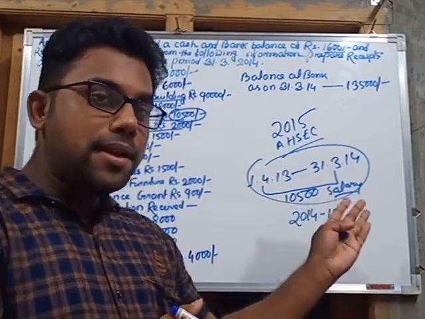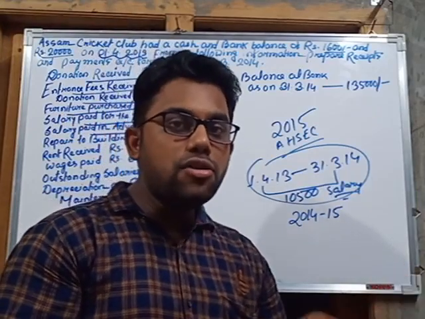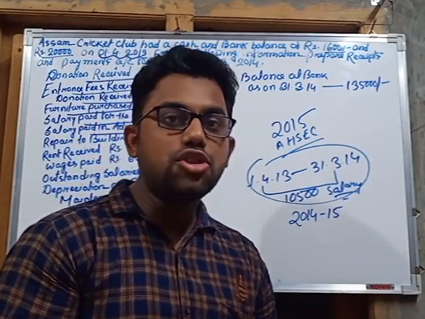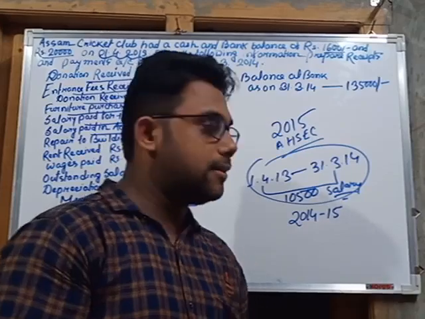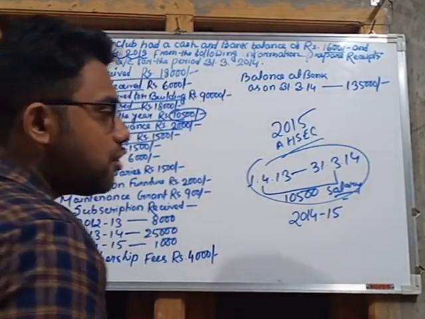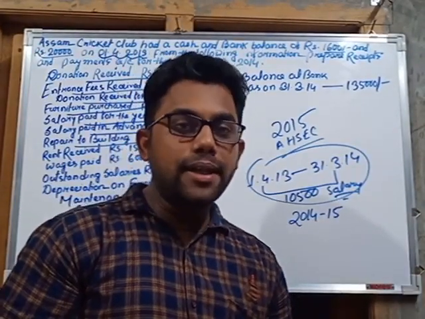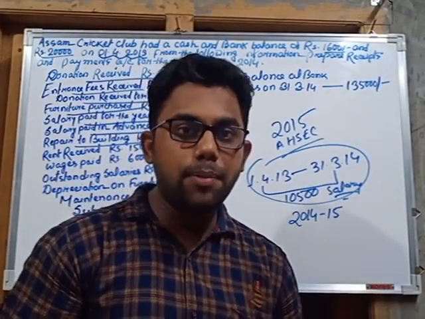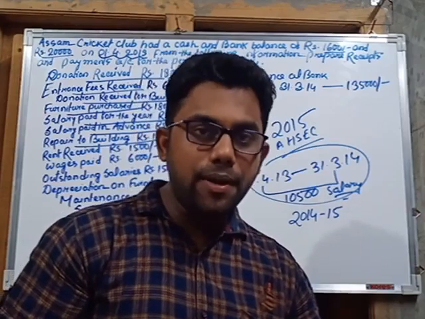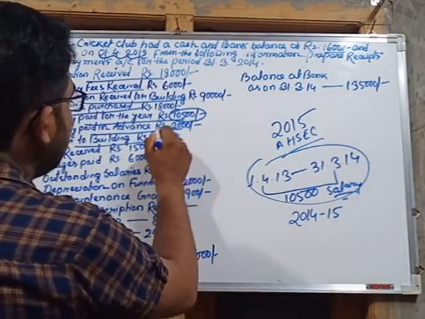Even though the payment is an advance payment, it comes in the payment side because the amount is paid in that year and it affects the cash position in that year. Next, repair to building. That means for the maintenance and renovation of the building, they have incurred some amount for repairing the building. So it is a payment for the non-trading organization, and the amount is rupees 1,500.